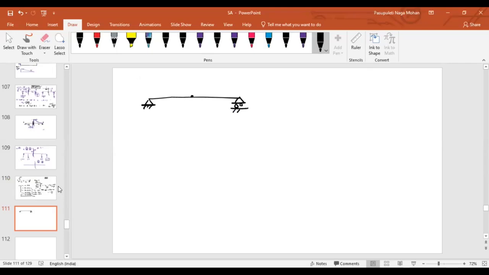So where is our point C? Point C is exactly the midpoint. And in the last case, where is our load acting? Our load is also acting at the same point, isn't it? Yes, sir.